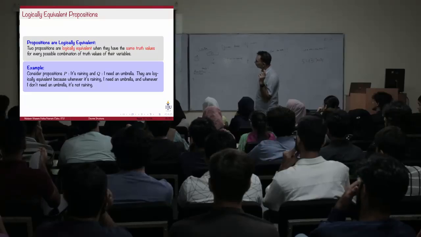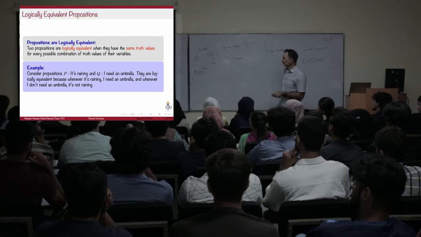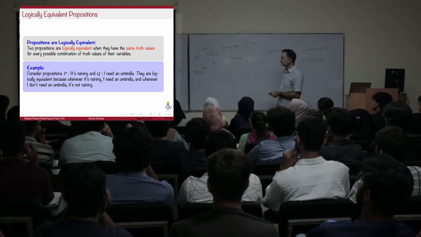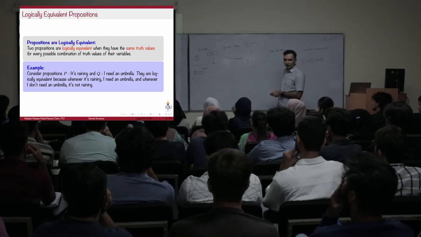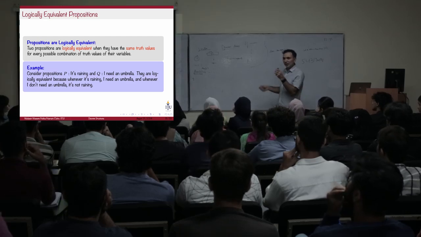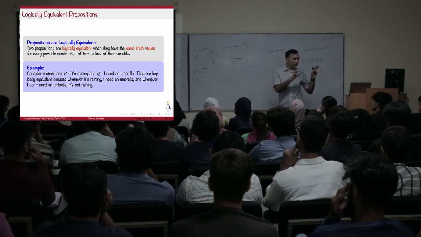Conditional. That's, I think, where we were. All right, so two propositions are logically equivalent if they have the same truth table for every possible combination of truth values of their variables. Okay, so a compound proposition is constructed by multiple propositions.